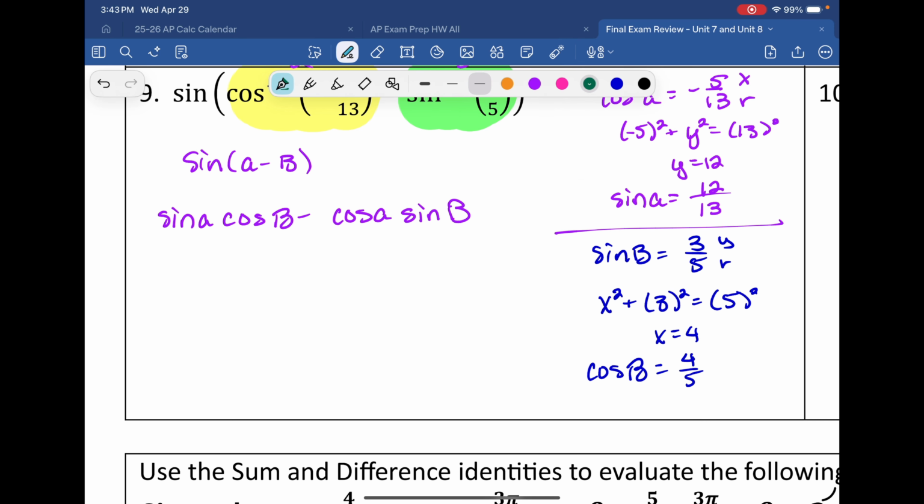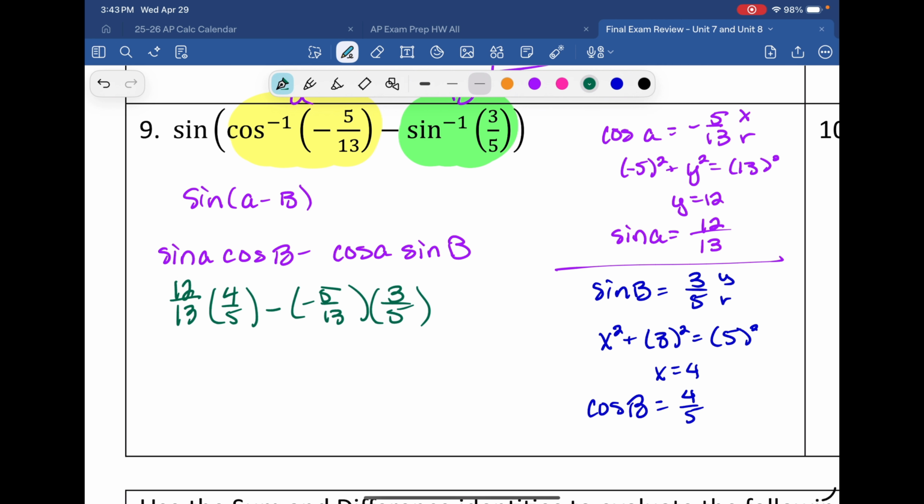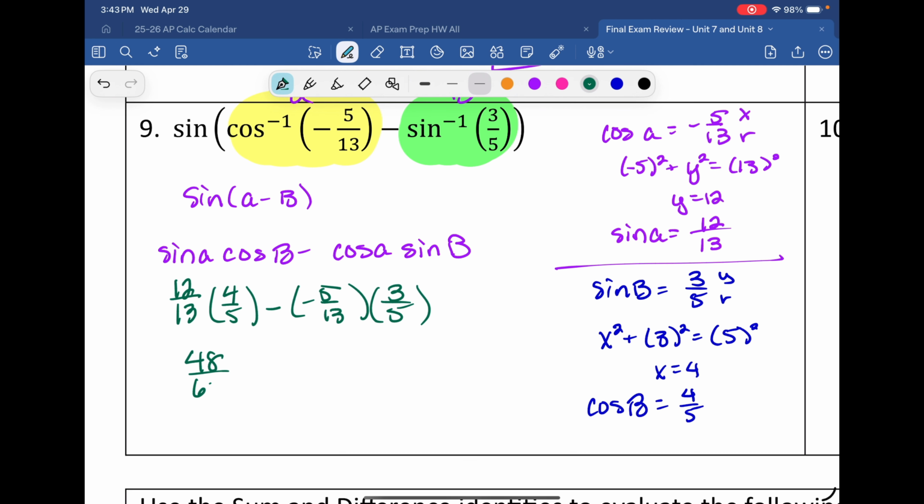And now I can go back and plug in. Sine alpha, 12 over 13. Cosine beta, 4 over 5. Cosine alpha, negative 5 over 13. Sine beta, 3 over 5. So we get 48 over 65 plus 15 over 65, which is 63 over 65.